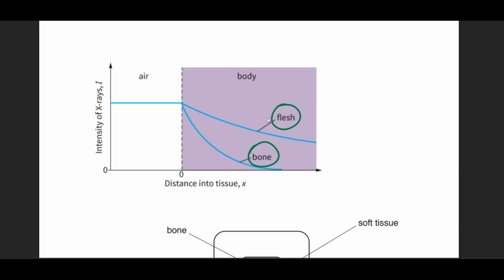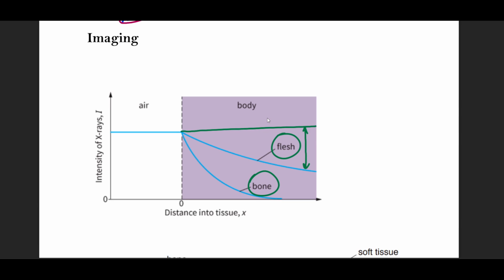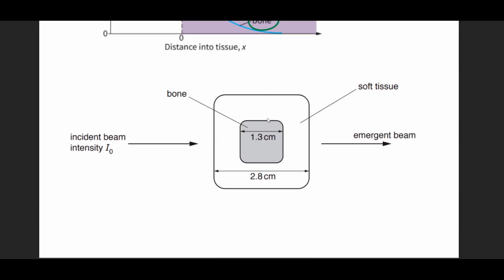So that is why you see a contrast on the X-ray image film, because bone has absorbed almost all of the X-ray and flesh does not. Or you can say it does, but not to the extent that the bone has absorbed the X-ray, right? So that is the idea of contrast. That is the idea of imaging of the X-ray. But let's move towards different qualities and aspects of the X-ray.